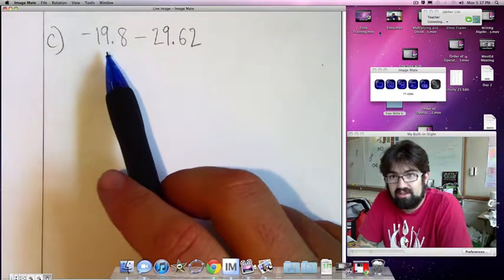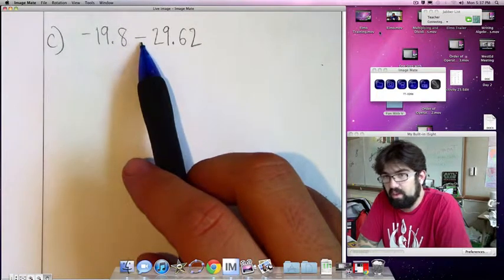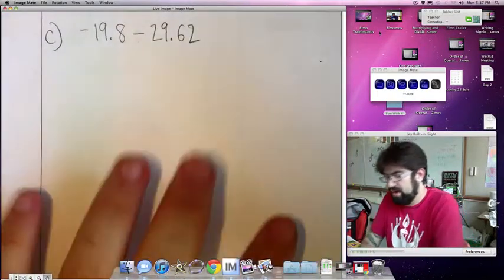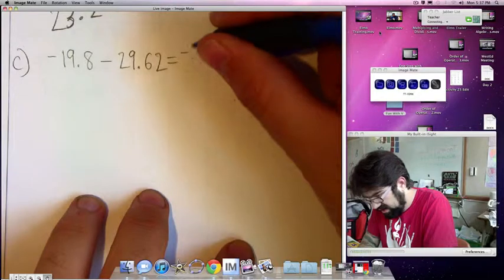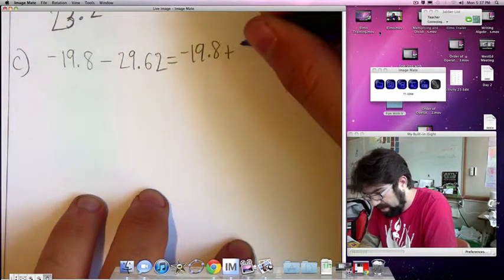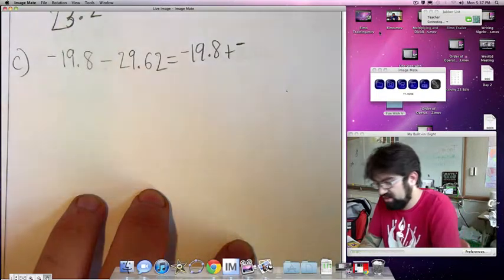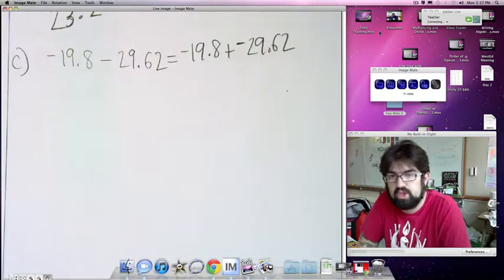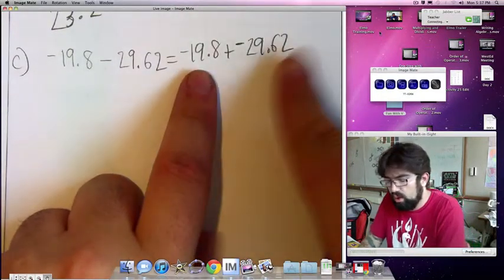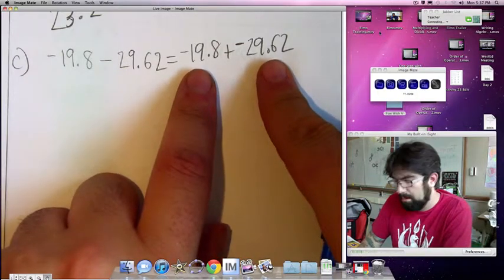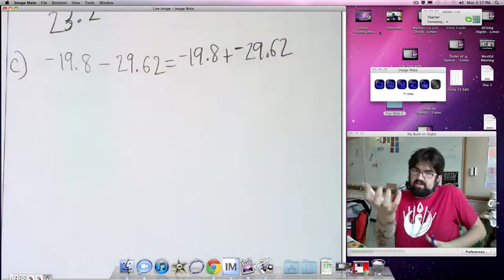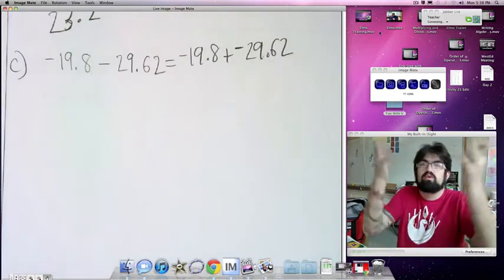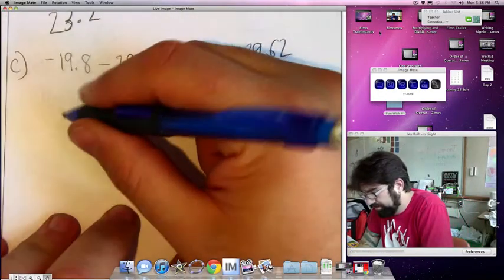I owe someone $19.80. I borrow or I take away another $29.62 that I don't have. So now I owe them even more money. Here's another way of writing it. Minus is like adding the opposite. I owe someone $19.80. I owe someone else $29.62. So I'm putting my debt together. I'm making a pile of negative and then a bigger pile of negative. It's not getting smaller. It's not decreasing. It's growing.